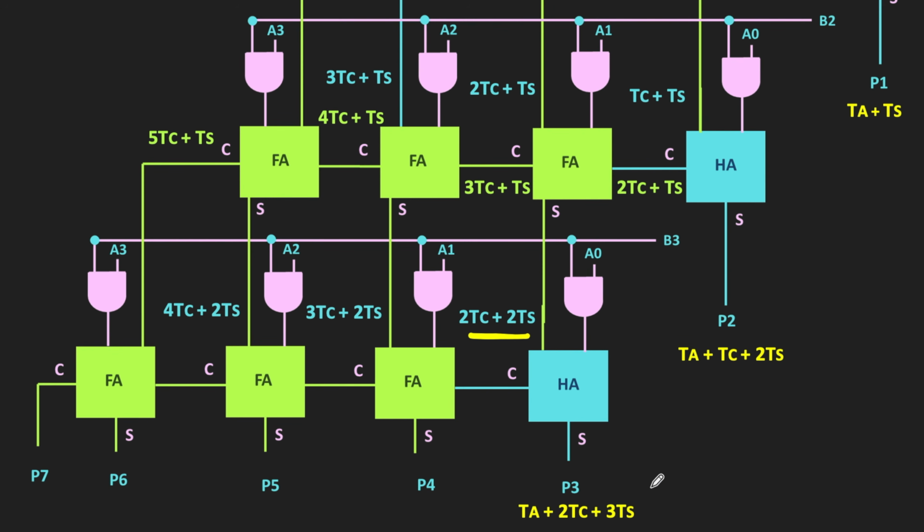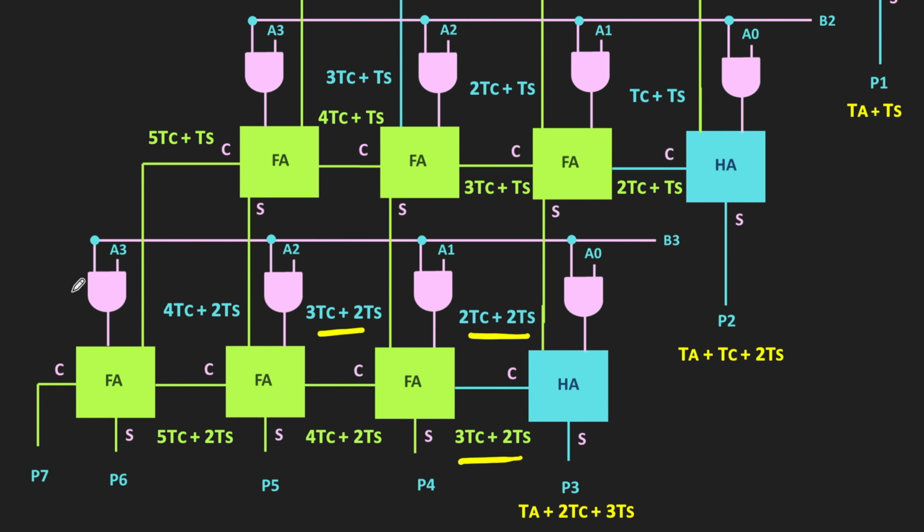So here, the sum output P3 will be available after the delay of TA plus 2TC plus 3TS. And its carry output will be available after the delay of TA plus 3TC plus 2TS. But here, this TA is not shown because of the space constraint. Similarly, for the next full adder, the two inputs are available after the delay of 3TC plus 2TS. Therefore, its carry output will be available after the delay of 4TC plus 2TS. Likewise, for the next full adder, the carry output will be available after the delay of 5TC plus 2TS.